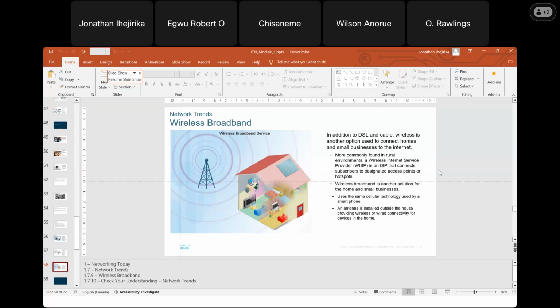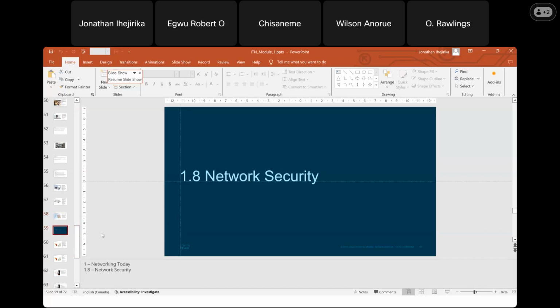So wireless broadband is another solution for the home and small businesses and uses the same cellular technology used by a smartphone. An antenna is installed outside the house, providing wireless connection for devices in the home. So for instance, your DSTV at home, which is connecting to the internet, you could face it to whatever base station it's receiving the network from, and you get internet access.